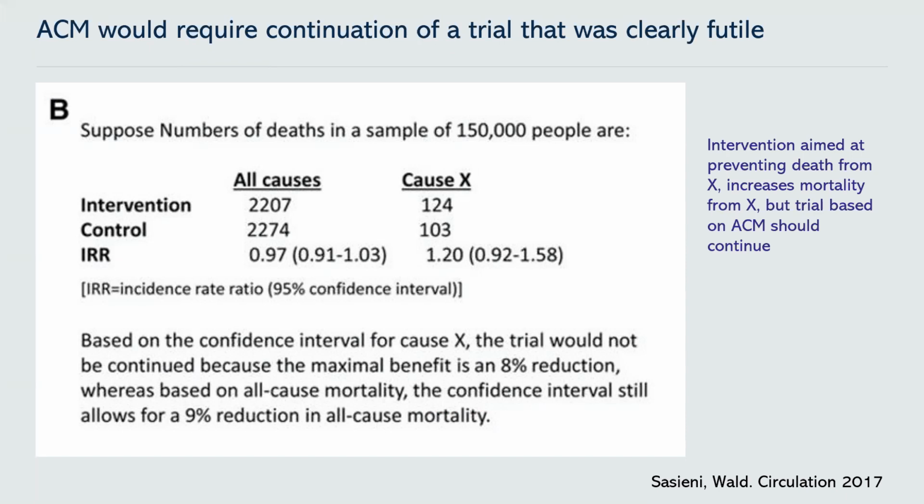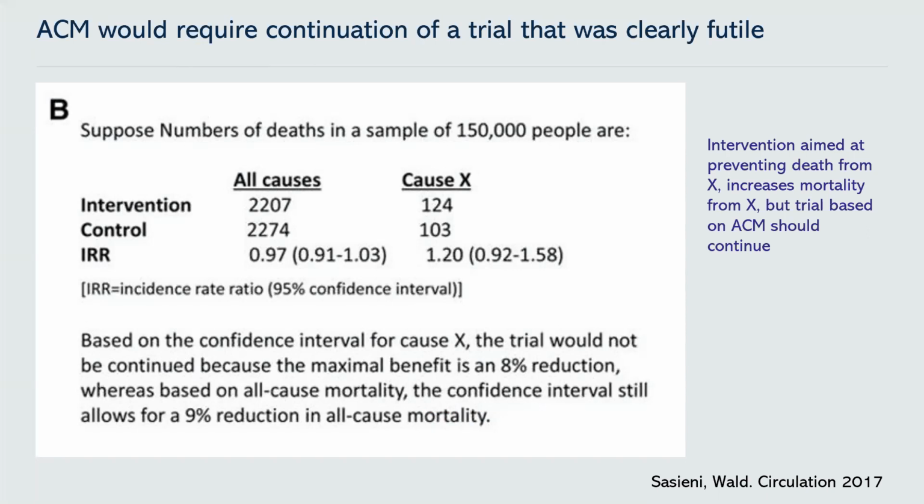So this intervention was designed to reduce mortality from cause X. What we see here is that actually there were more deaths, 124 versus 103, in the intervention arm than the control arm for cause X. And at best, the 95% confidence interval says it might result in an 8% reduction in death from cause X. I would say this is a null result. You should stop the study and give up with the intervention.